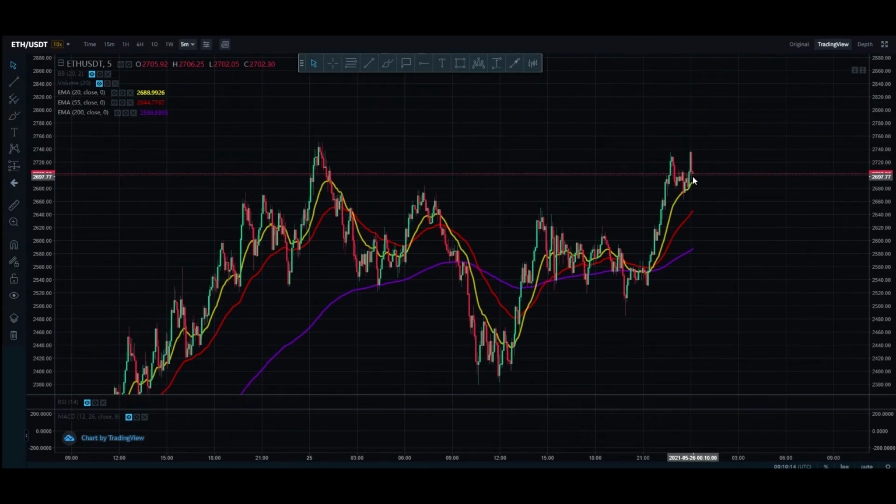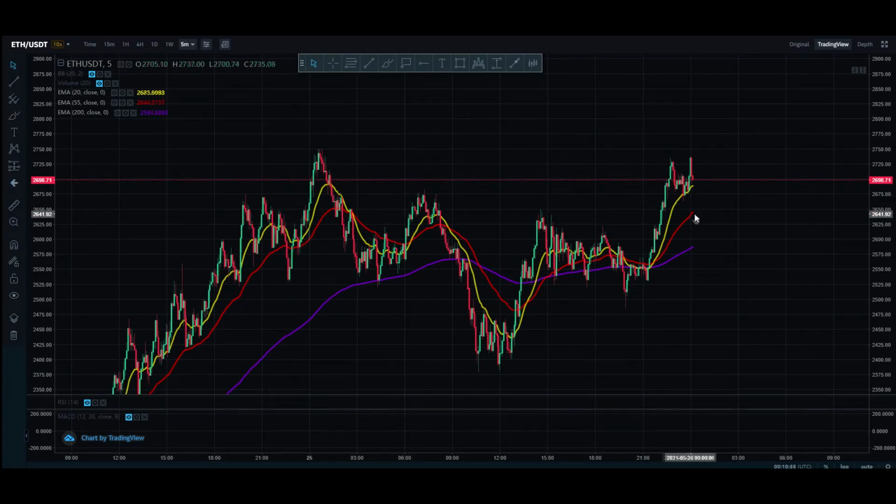Look at that. For example, if I wanted to get into a trade now, the best thing to do is to buy the EMA retest. The EMA retest is when the price comes down and touches the 20 EMA and then comes back up right off it. We can call that a bounce, an EMA bounce.